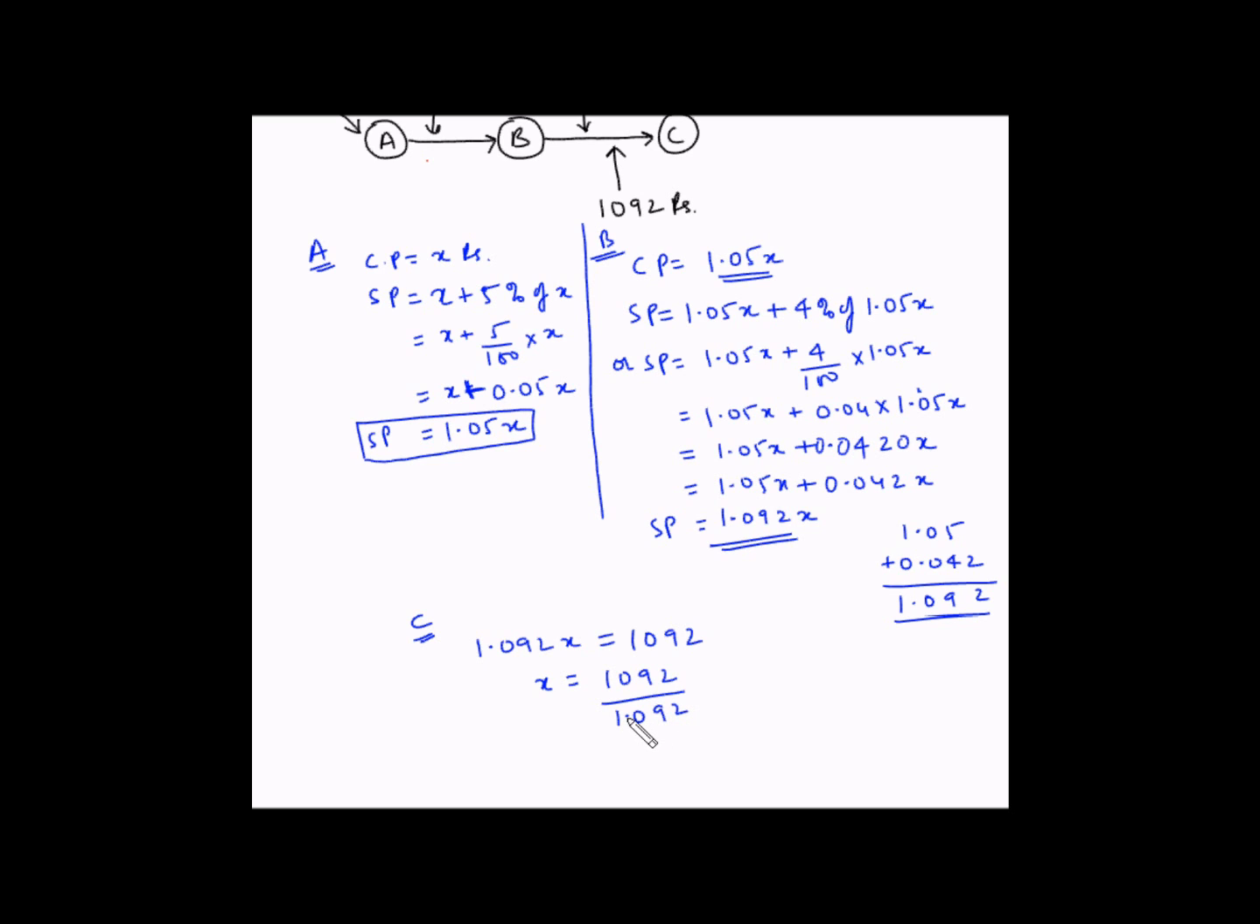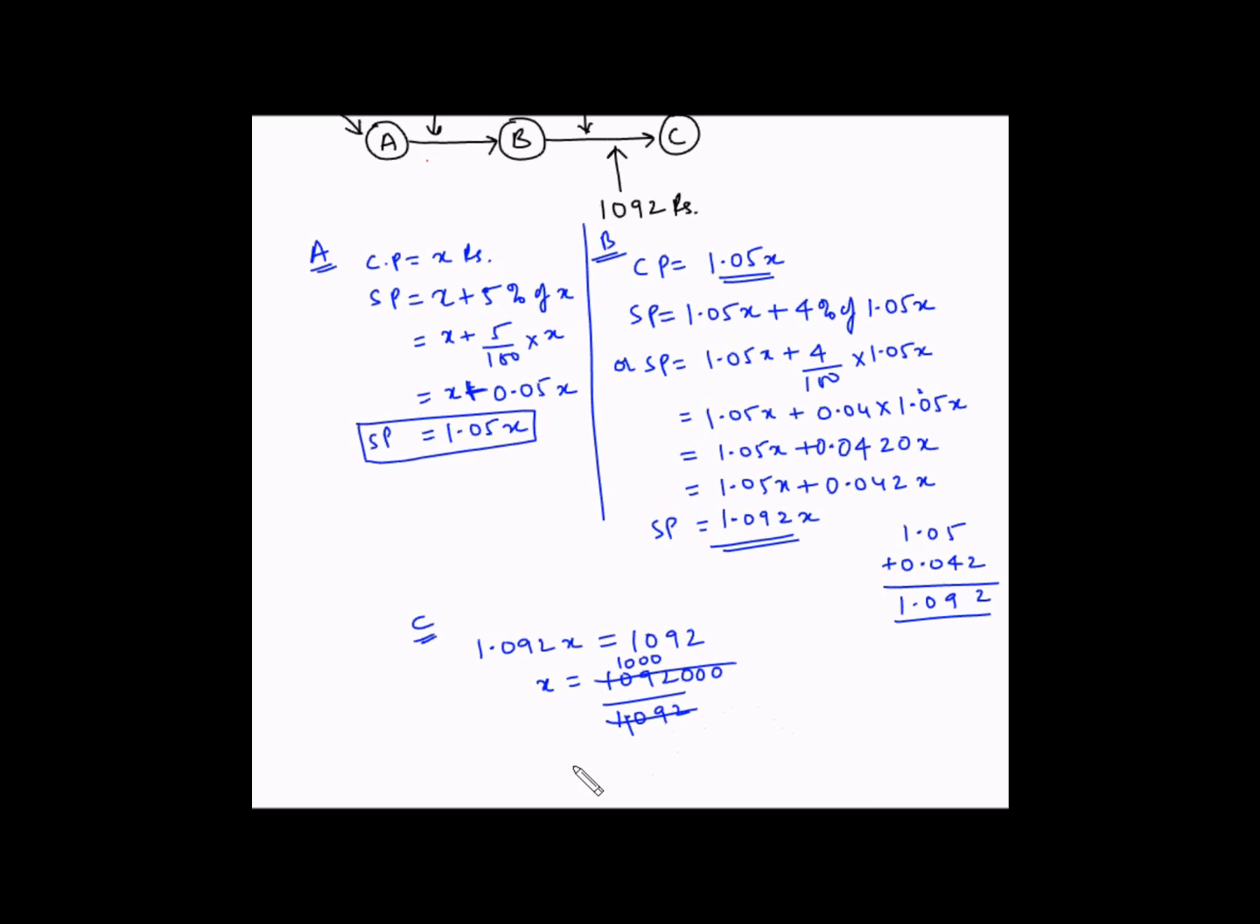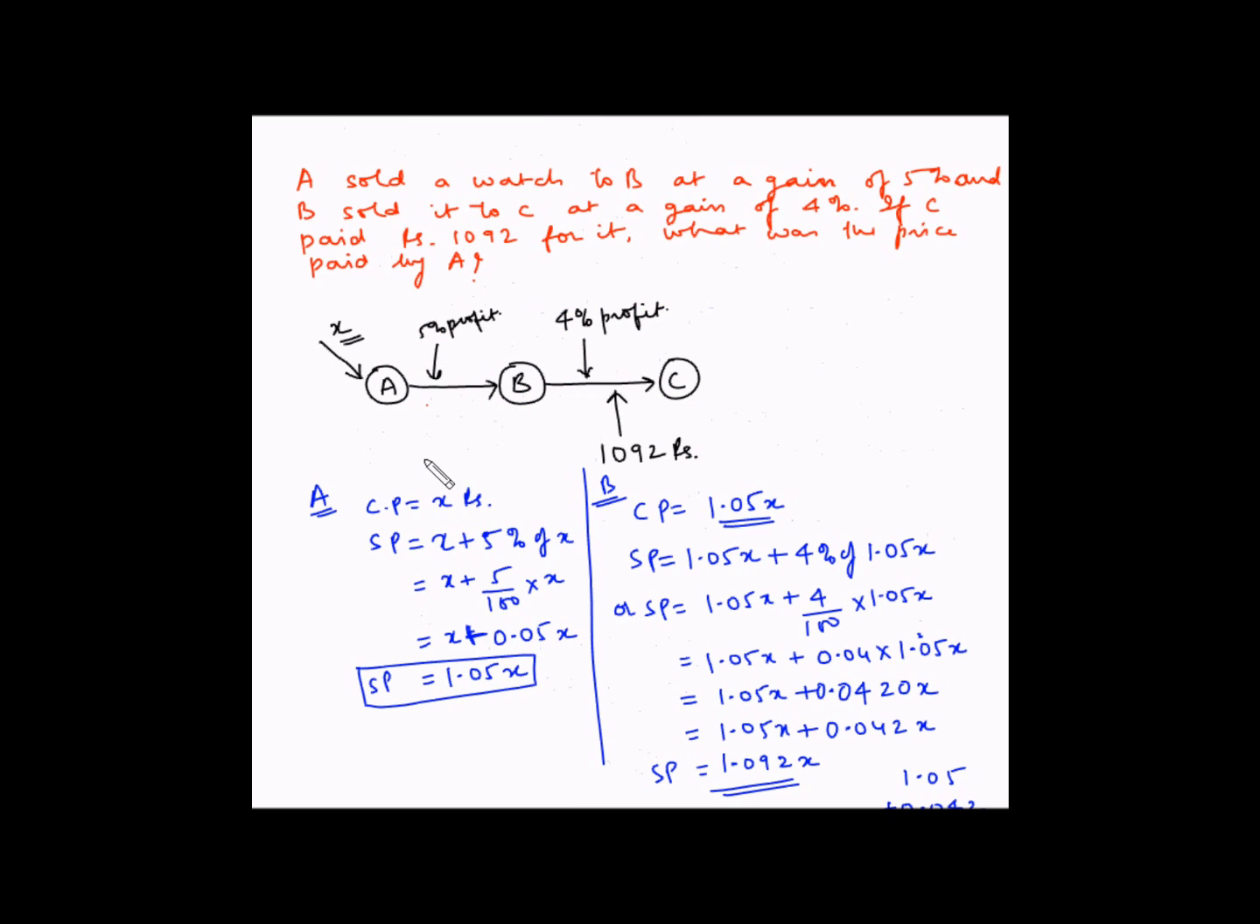1.092. So now let's remove this decimal, and because it is at 3 places from the right, we'll put 3 zeros here. So this becomes 1092000 divided by 1092. So this gets cancelled, 1000. So x is equal to 1000 rupees. So this is the cost price which A paid to buy the watch.